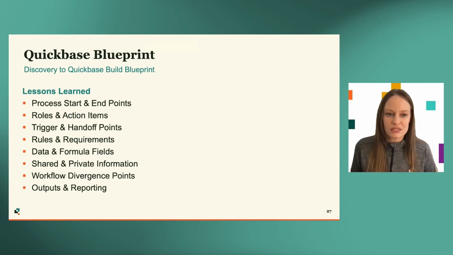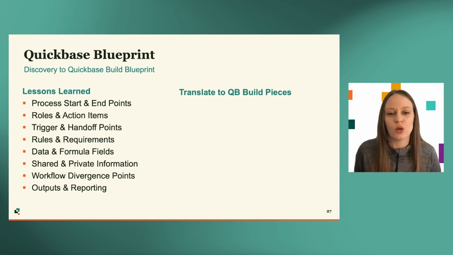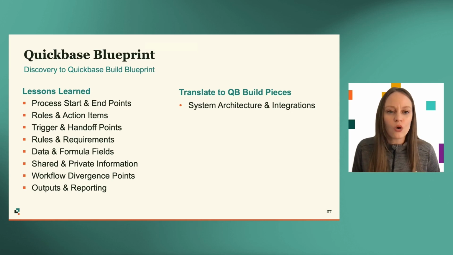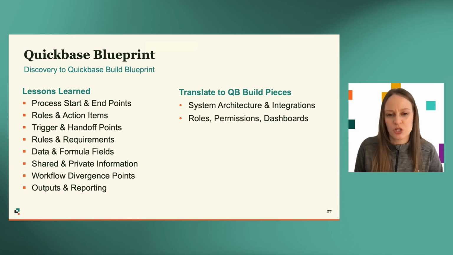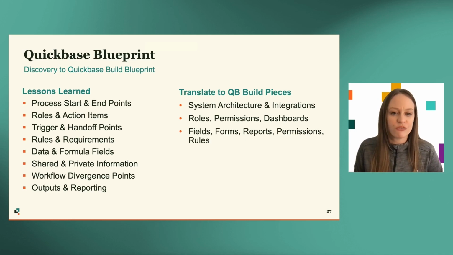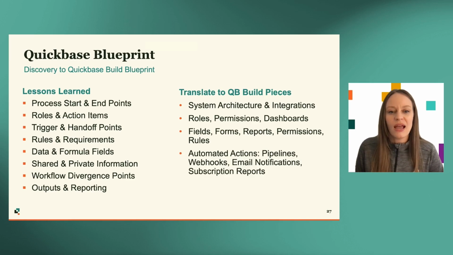And we take all these lessons learned and the documents that we have, and now we can start translating those into our Quickbase build pieces. And you'll see some of them translate pretty easily, but overall, our system architecture and integrations is the thing that we're going to really want to develop overall based on the information that we have. Our roles, permissions, and dashboards, our fields, forms, reports, permissions, and rules. And then finally, the automated actions, right? So once we have a lot of this built out, what can we take away from users to make their life easier in terms of automating our tool?